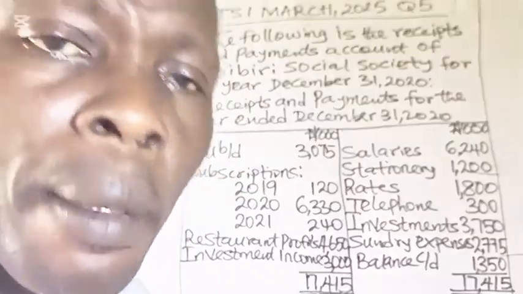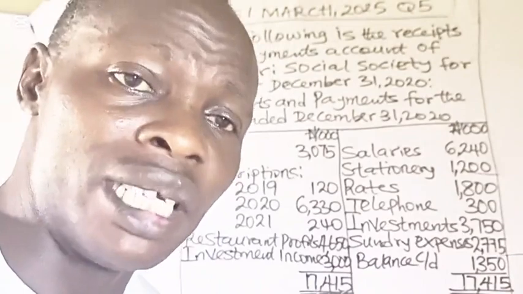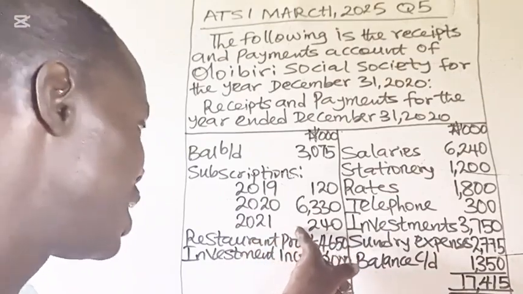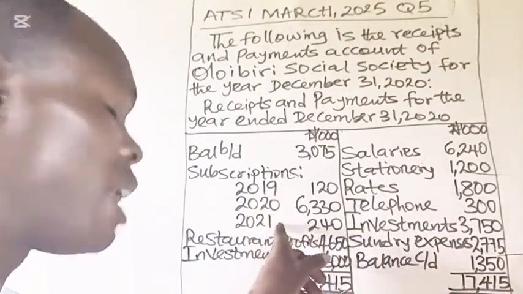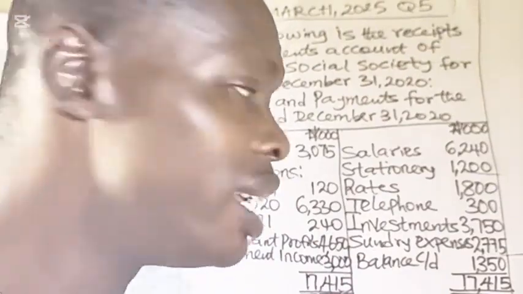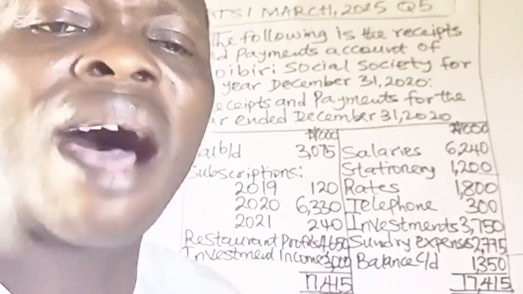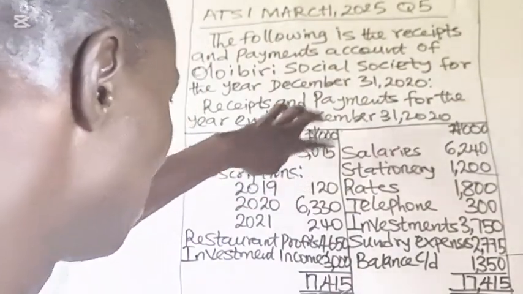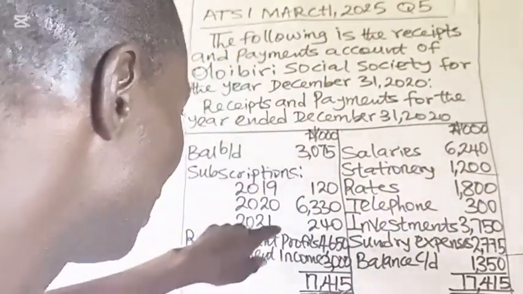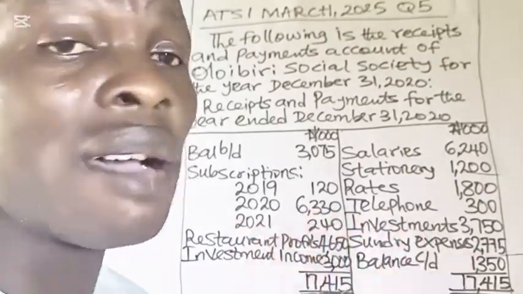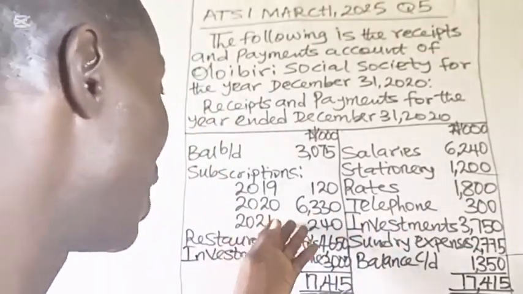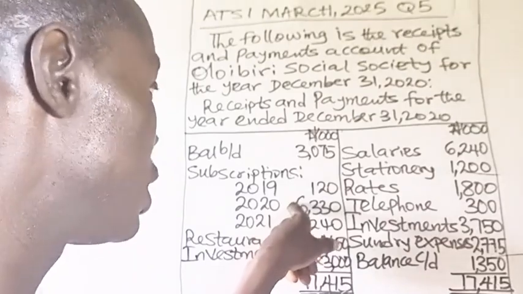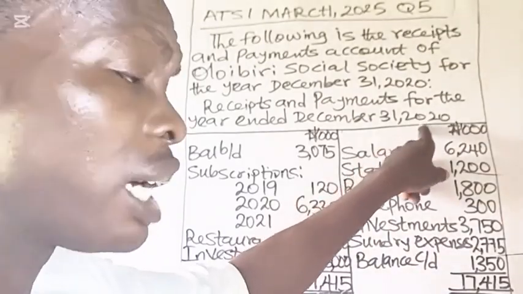So that means when you are preparing the income and expenditure account for the year 2020, the subscriptions for 2019 and 2021, which were received in the year 2020, will have to be excluded from the income and expenditure account. We have to remove the one for 2019 and the one for 2021 from the income and expenditure account, in order to show the amount that is actually made for the year 2020.